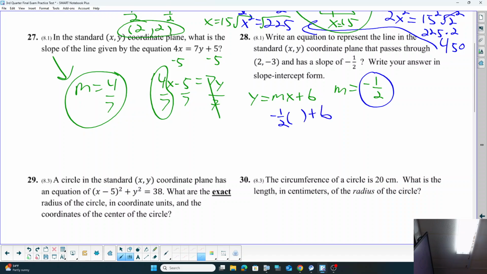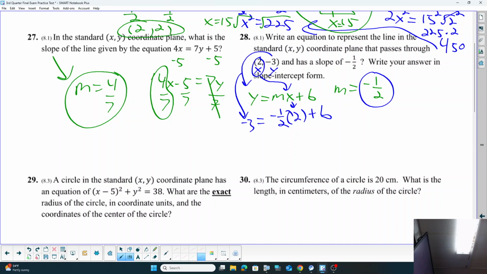So our slope is -1/2, so that goes here. And we don't know our b value, but we do know an x and a y. And so our y goes there. That's going to be -3. And our x, which is 2, that's going to go here. And now we can just solve for b and then put it in slope-intercept form.